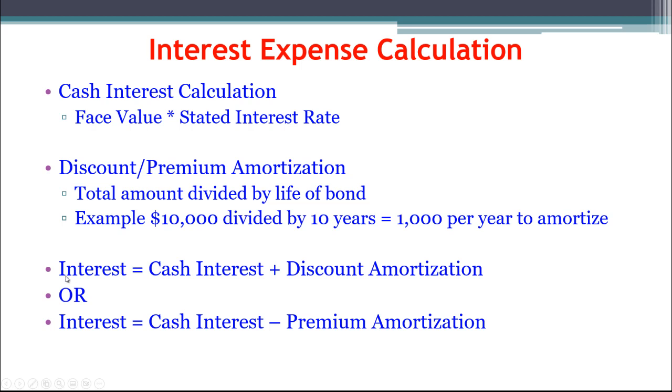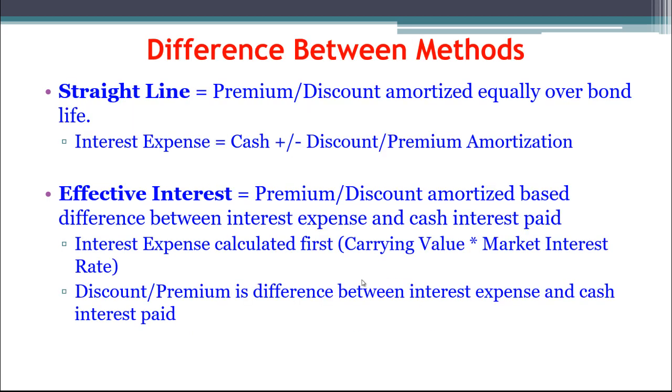Now again, to calculate the interest, it's either the cash interest plus the discount amortization, or it's the cash interest minus the premium amortization, depending on which one you have. So we have two methods that can be used to calculate interest expense and the amortization of the premium and discount. The method we talked about was straight line. That basically means we're spreading that total premium or discount out evenly over the life of the bond.